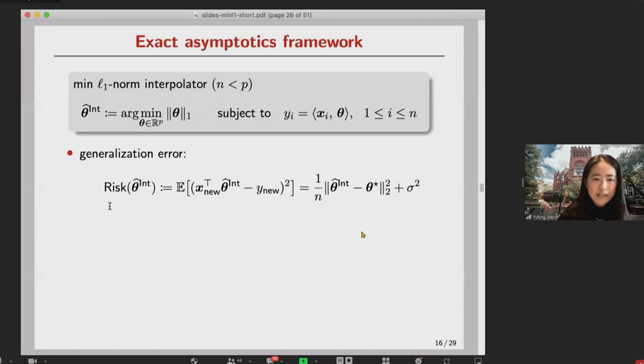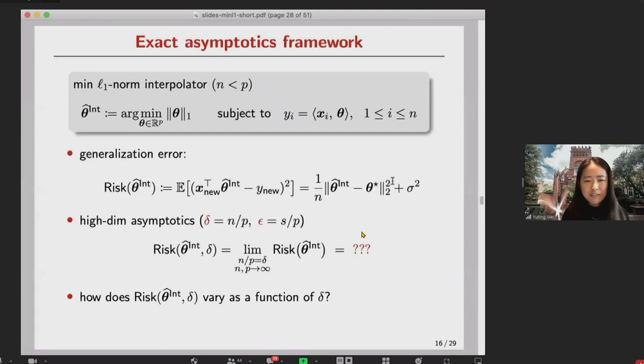Okay, so under this setting, we consider the asymptotic risk, which is defined as follows: if you sample a new pair of samples, x new and y new, from this linear model, and you compute the generalization error, which is the expectation of the L2 loss. By simple calculation, this has this form. We consider the high dimensional asymptotics, where we increase the number of features and number of observations while keeping their ratio as a constant delta. Can we characterize the descent of this risk as a function of delta? I hope that is clear.